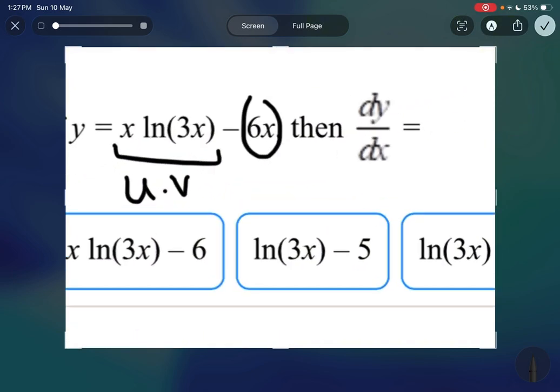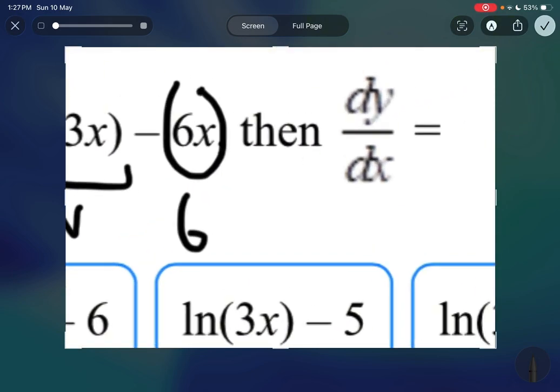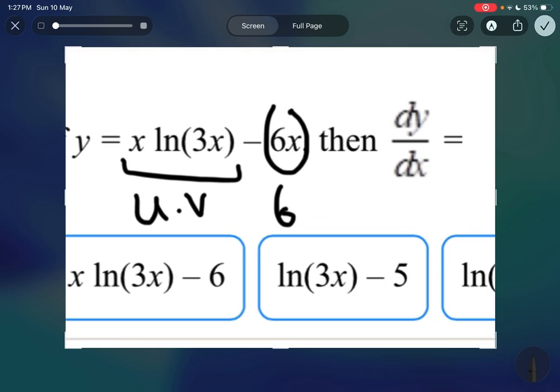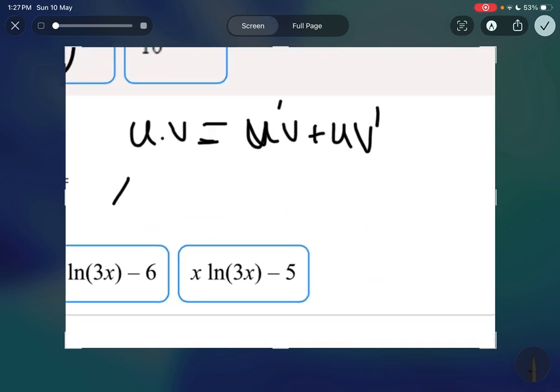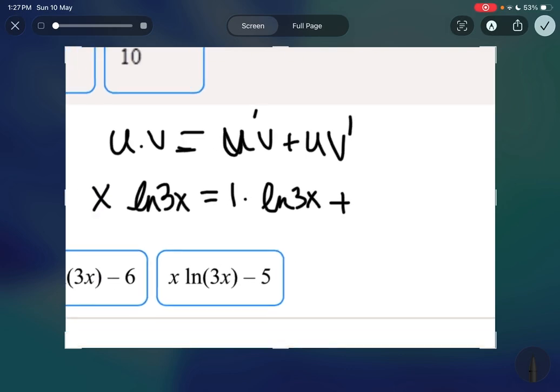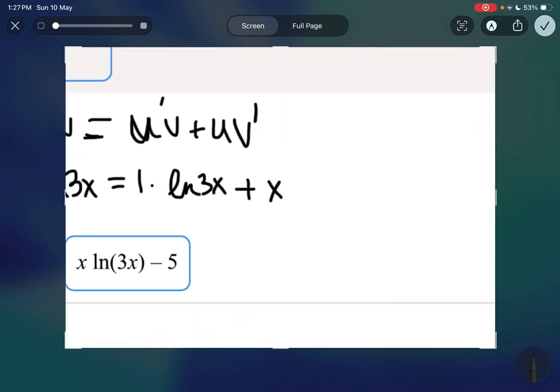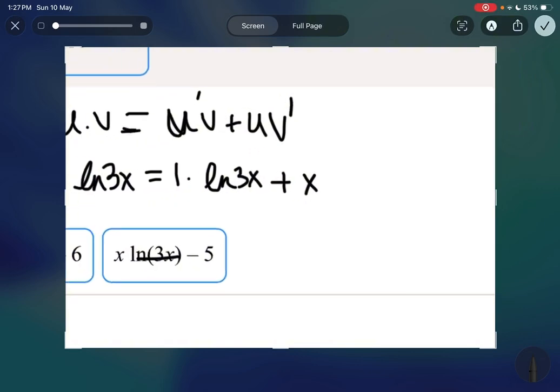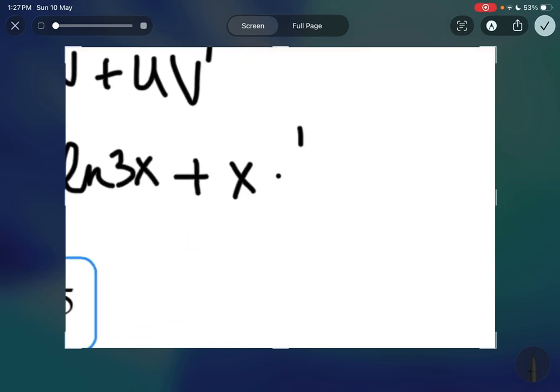We take the derivative of 6x, which is 6, so it will be minus 6. And then the derivative of this: now this is x ln 3x. So u prime is 1, so 1 times v, which is 1 times ln of 3x, plus u, which is x, times v prime. V prime is the derivative of ln 3x, which is 1 over x. Always, the derivative of ln of x, 4x, 3x, all of that is 1 over x. So times 1 over x.